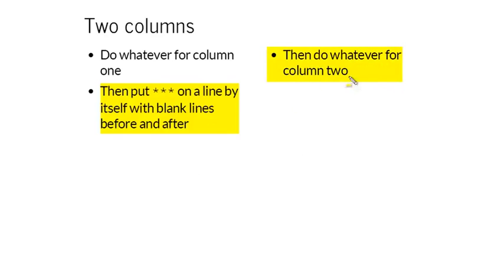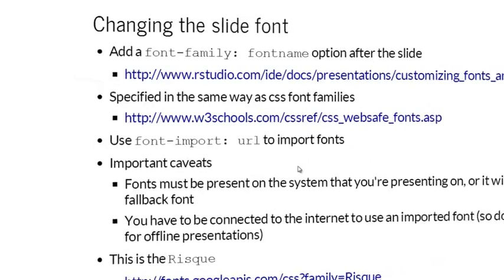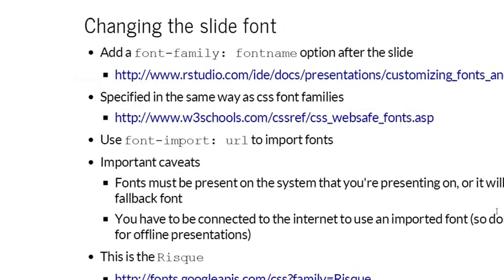Then after the asterisk, you do whatever for column 2, and it'll put it all in 2 columns. Pretty much everything you can do in both. Well, we'll talk about that in a minute. Oh, see, this got truncated too.